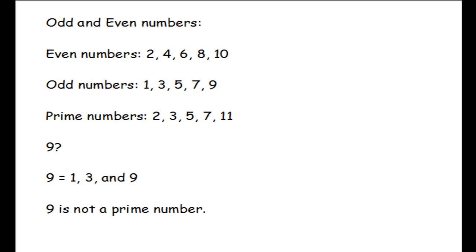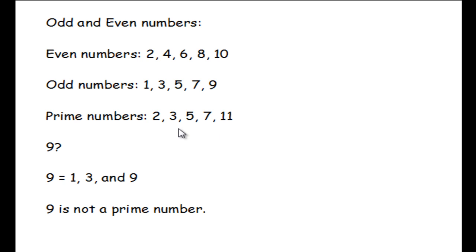Let's learn something about the odd and even numbers. What are even numbers? Even numbers are those integers which are divisible by 2, like 2, 4, 6, 8, 10, and so on. What are odd numbers? Odd numbers are those integers which are not divisible by 2, like 1, 3, 5, 7, 9, and so on.